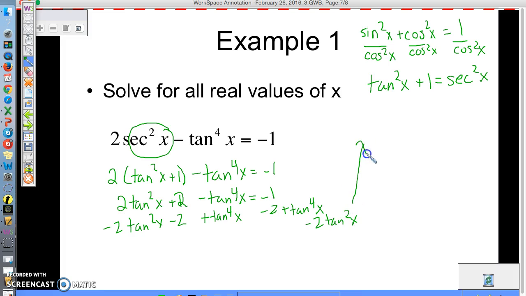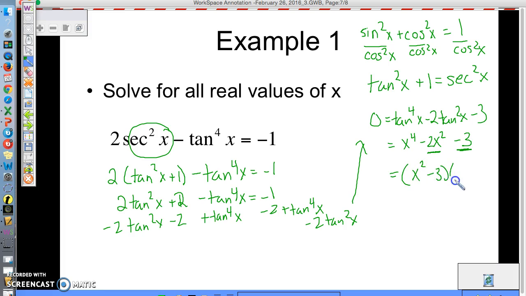So it looks very messy here, but now we have 0 equals tangent to the 4th of x minus 2 tangent squared of x minus 3. And we haven't factored this much, but let's say instead of tan to the 4th we just had x to the 4th minus 2x squared minus 3. Kind of like a quadratic here, we'd want it to multiply to negative 3 and add to negative 2. So this would be x squared minus 3, x squared plus 1.